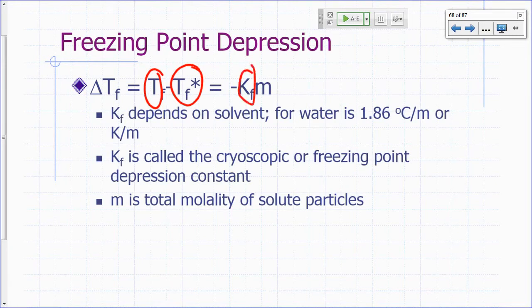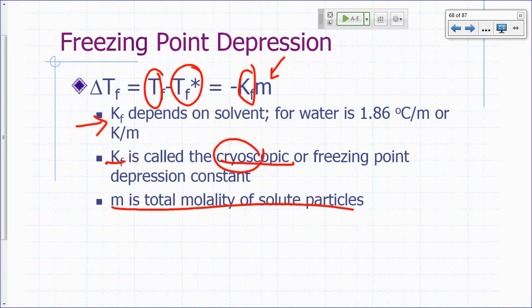Kf here is a positive number. That's called your cryoscopic constant. Cryo has to do with freezing, like you've heard of cryogenics. So that's freezing point depression constant, K sub F, or cryoscopic constant. And m here, again, is the total molality of solute particles.